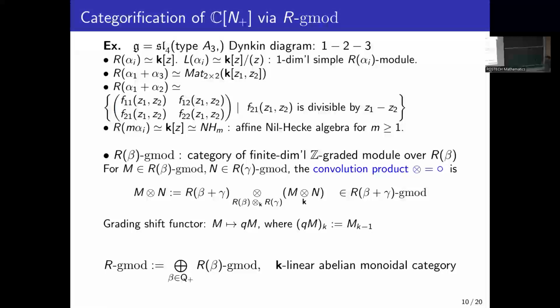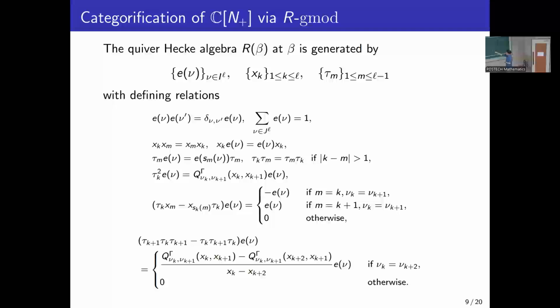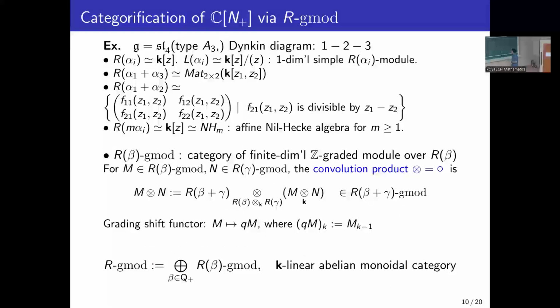And this comes from each generator having a degree, that's right, exactly. Okay, yeah. So if you look at this with the degree grading, these defining relations are homogeneous. So anyway, you can just imagine that if you collect all arbitrary modules, then we have a nice monoidal category.